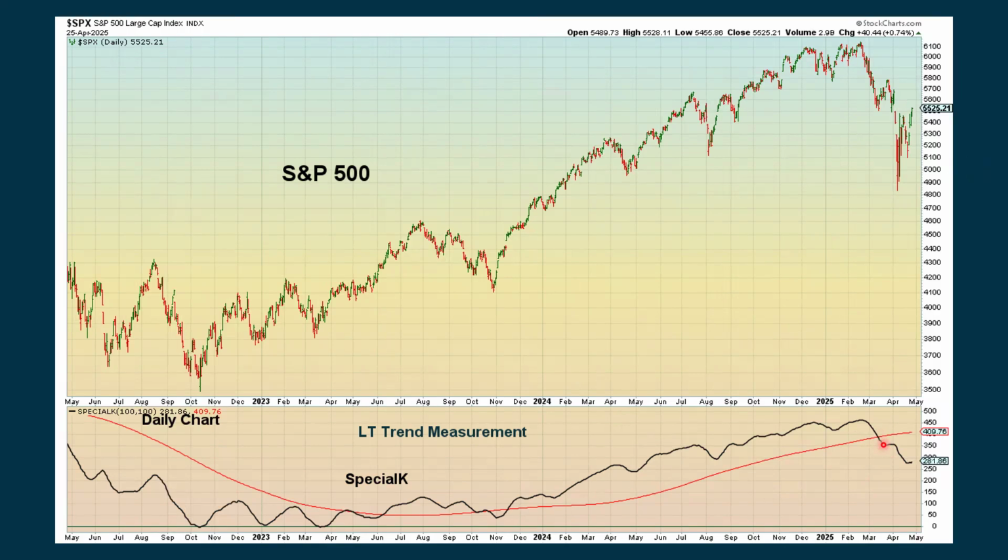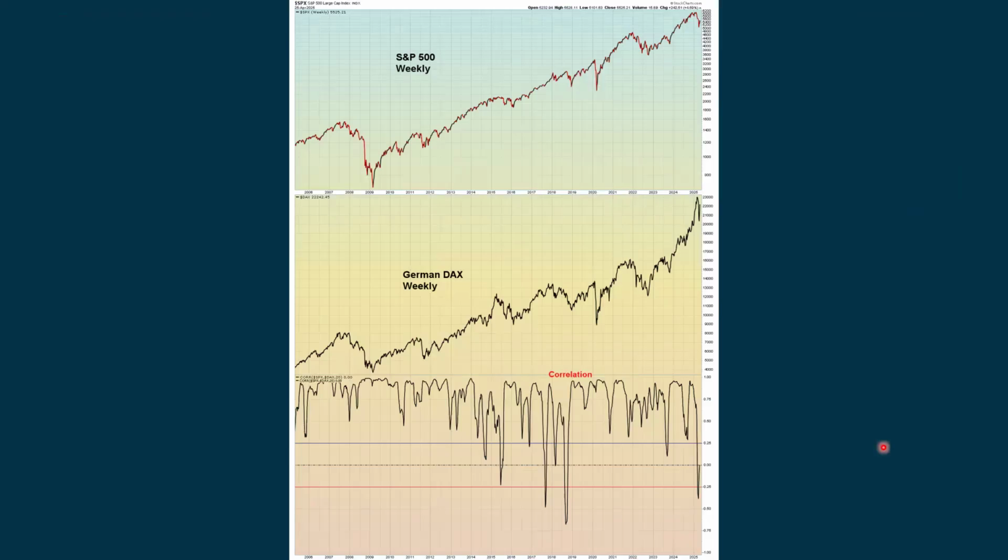This is a Special K, just like the Serial, and we dropped below the red line. Now we're trying to turn up a little bit here, and the red line is still going up. That's positive. We could still recover from this, but in a very generic sense, when we go below the red line, that's negative. And that's what I've been calling this chart ever since we crossed back in March.